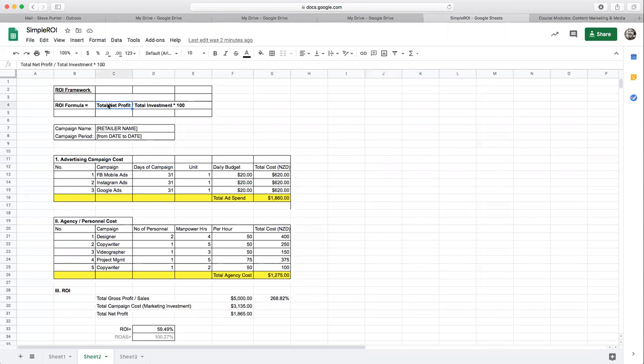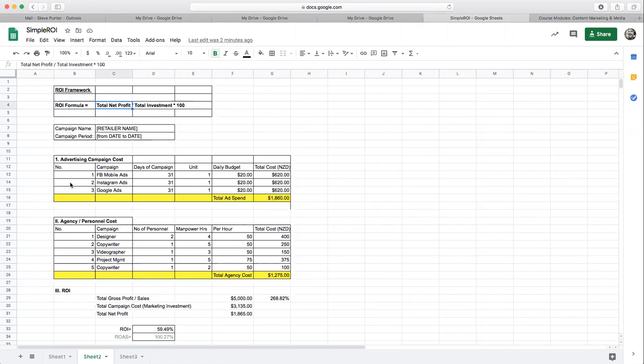What we need to remember is the formula for ROI is the total net profit, so this is your profit after you've taken out everything else, divided by your total investment. This is how much you paid for the campaign, and then multiply that by 100.